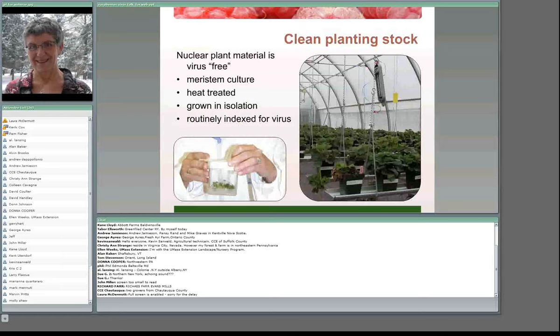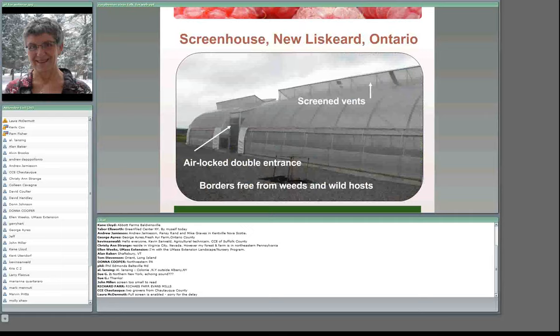A professional plant propagator will use parent material that has been freed from viruses, usually through a combination of heat treatment and tissue culture from the growing tip of the plant. This is the screenhouse in New Liskeard, where nuclear stock for Ontario plant growers is produced. You can see several features on this building, which are designed to keep virus vectors like aphids away. There's screened vents, double airlocked entrance, and there's no weeds around the edges of this screenhouse.